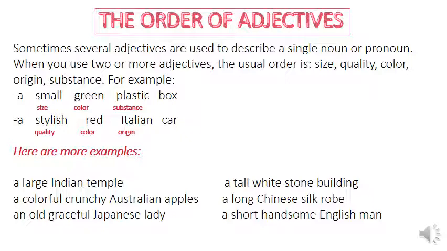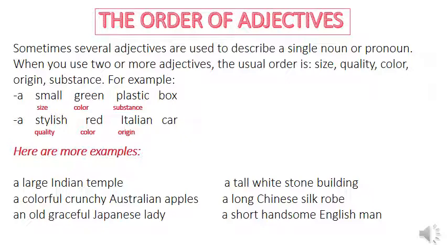origin, the substance. So, in other words, when you want to start describing a person or a thing or a place, and you are using more than one adjective, there is an order for the adjectives. So you start with the size. For example, a small size. Quality. There is no quality in the example. A small green color plastic box.